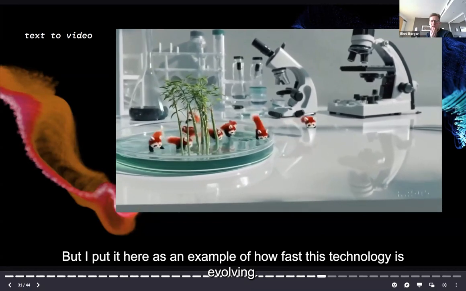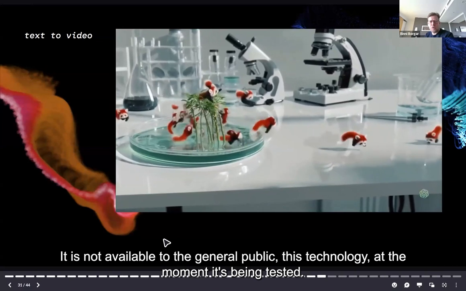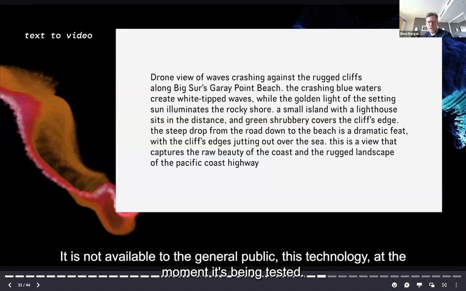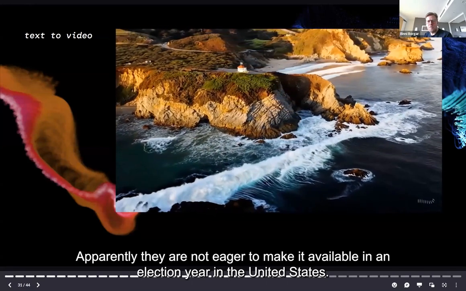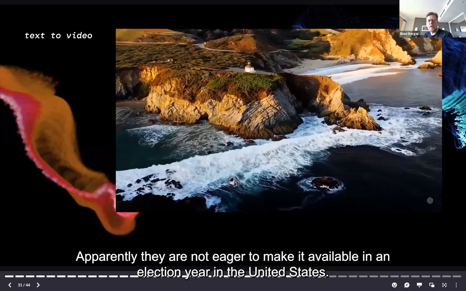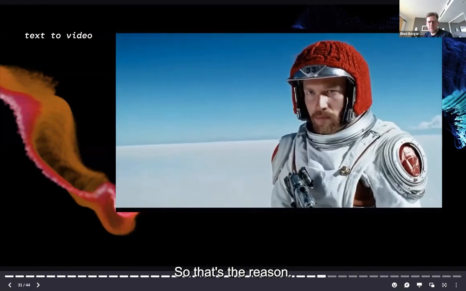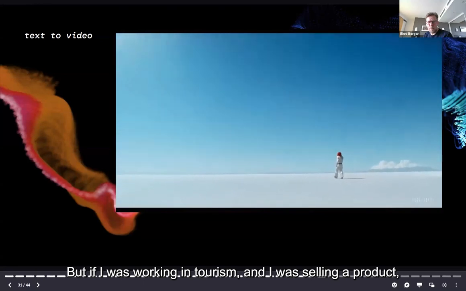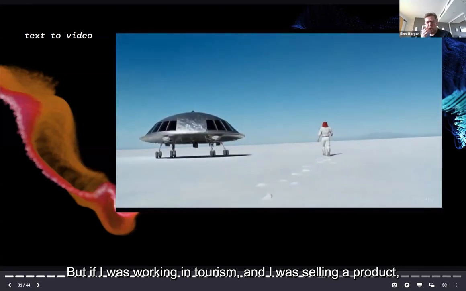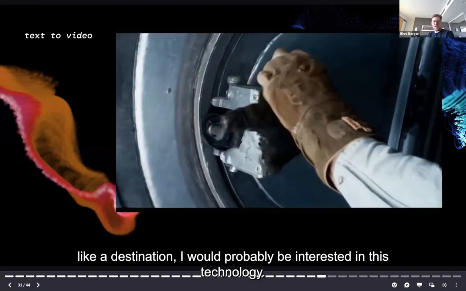But I put it here as an example of how fast this technology is evolving. It is not available to the general public, this technology. At the moment, it's being tested. Apparently, they are not eager to make it available in an election year in the United States. So that's the reason. But if I was working in tourism, and I was selling a product like a destination, I would probably be interested in this technology.